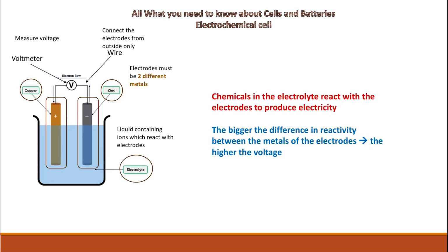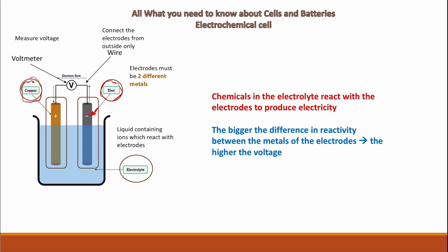Cells and batteries is the last topic we will cover for paper 1. The difference between electrochemical cells and electrolysis is that electrochemical cells use a chemical reaction to generate electricity, while electrolysis uses electricity to generate a chemical reaction. In electrochemical cells, you have two electrodes, and the electrodes have to be metals, and they have to be two different metals. If you use the same metal, no electricity will be generated in the electrochemical cell.